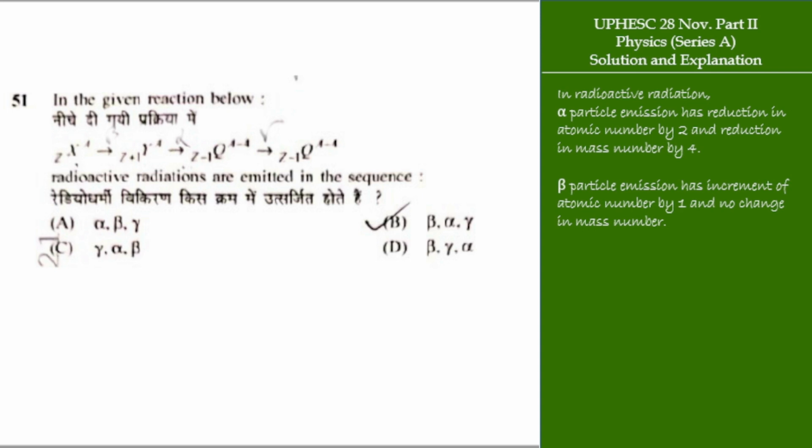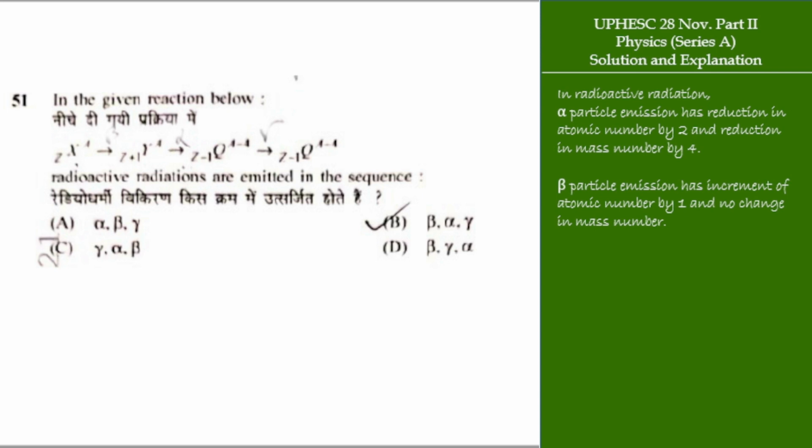Now from Y to Q, in the second transition or second conversion, the atomic number is reduced by 2 because it is reducing from Z plus 1 to Z minus 1, and the mass number is reduced from A to A minus 4. This happens when an alpha particle is emitted. So the second particle is emitted in the form of an alpha particle.